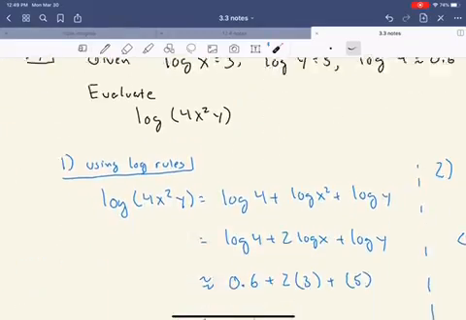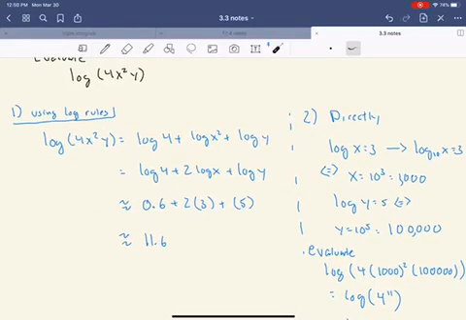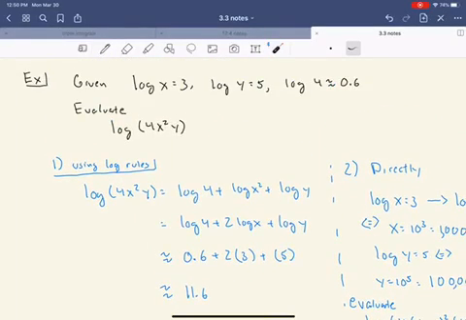Now this next example I'm going to do a couple ways. We are given that log of x is 3, log of y is 5, and log of 4 is 0.6. Now again, the log isn't written, so we can assume that the base is 10. We don't actually need that here when we use the log rules, but we're doing it two different ways. So this is what was expected using the log rules. We want to evaluate log of 4x squared y.